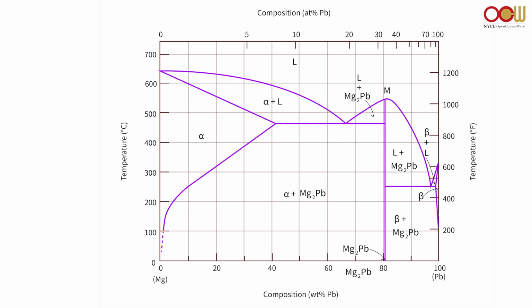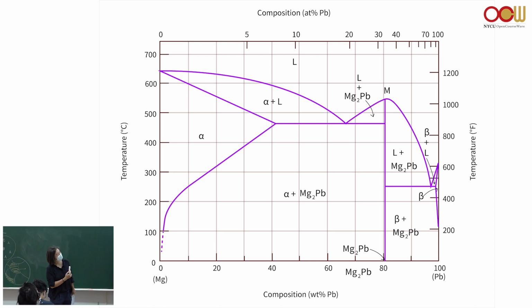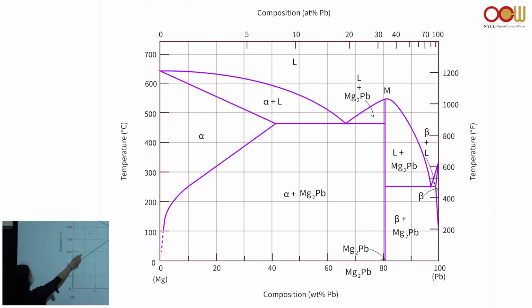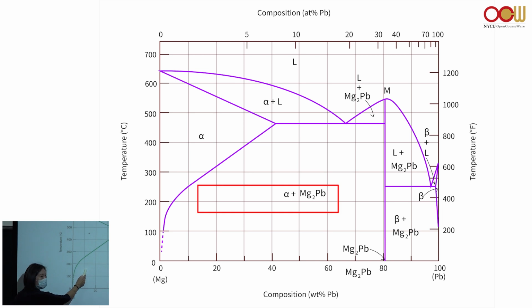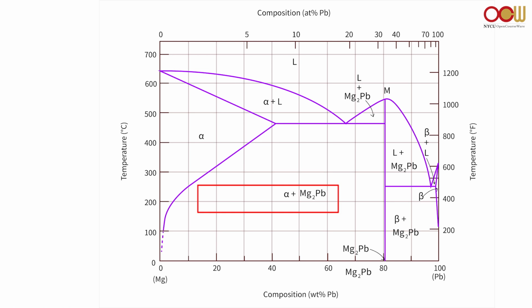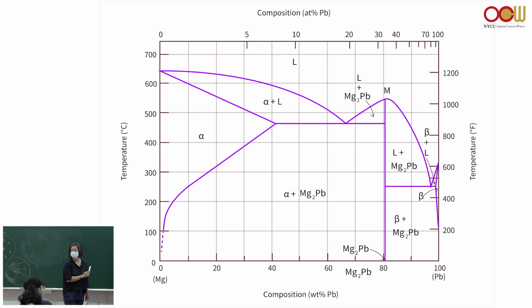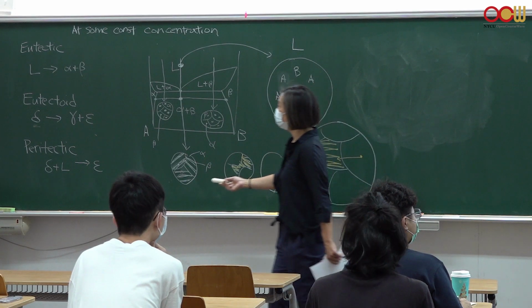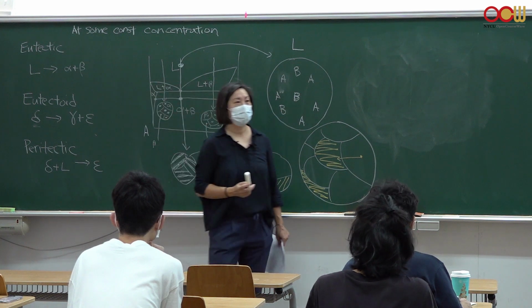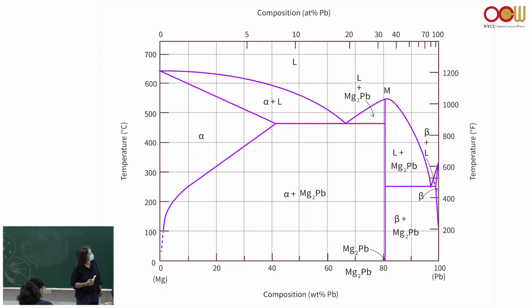How about a eutectoid? Is there any place where you get one solid goes to 2 different solids along a single concentration? So I don't see one, because this goes from one solid to 2 different solids, but it's not along a single concentration, right? You could change a concentration and that still occurs. All right, I also don't see a peritectic. So a peritectic would be a solid plus a liquid going to a different solid, single solid phase. I don't see that.